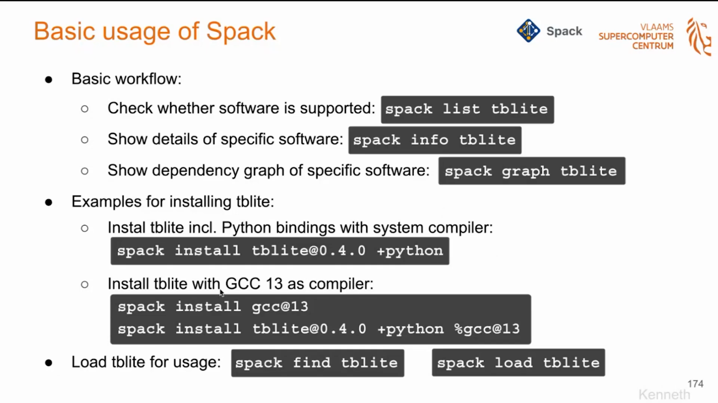To make it really equivalent to what we did with EasyBuild, you would actually do a two-step process. You would first install a GCC 13 compiler, and then tell Spack to use that compiler to install TB Lite with. By default, it will just use the system compiler, which is typically an older GCC. Now, once that is done, you can check what is installed with spack find, and you can load particular software to use with spack load.